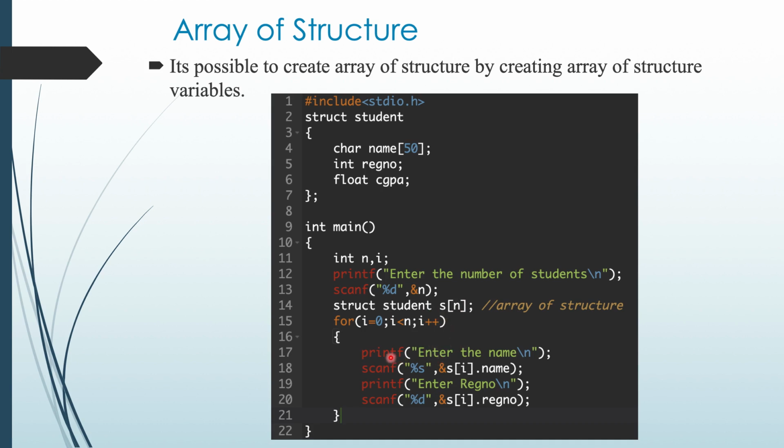In this program, I'm just getting the input from the user for all the variables. For example, here name and registration number, I just mentioned these two. So s[i].name, s[i].registration number. So i is iterating from 0: s[0].name, s[0].registration number, s[0].cgpa. The first student's details will be stored in s[0]. The second student's details will be stored in s[1], s[1].name, s[1].registration number. We can access it the same way by using another for loop and a printf statement. So this is how we can use array of structures.